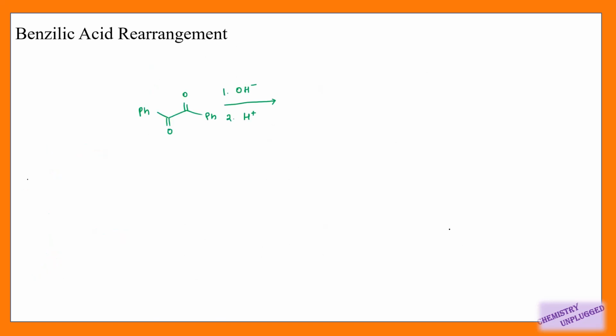Then next is benzilic acid rearrangement. So this molecule, this diketonic molecule, is called benzil. And in this reaction, first we are using OH, then we are using acid.